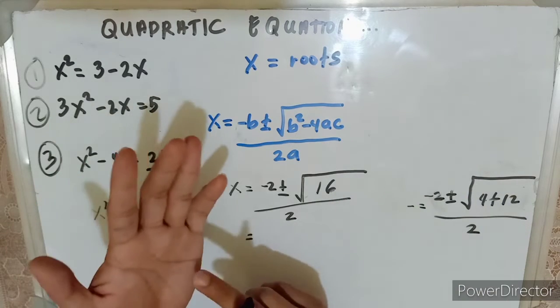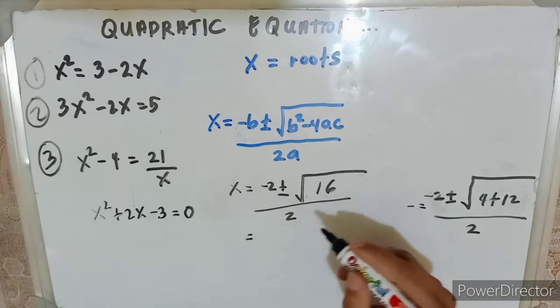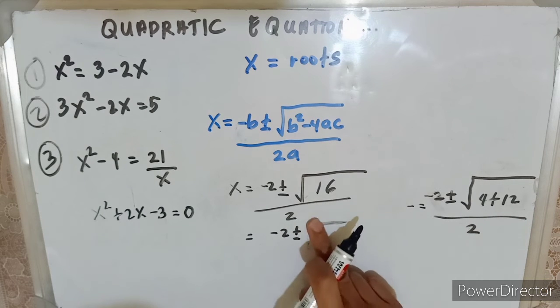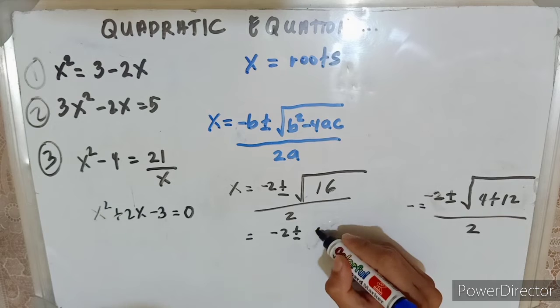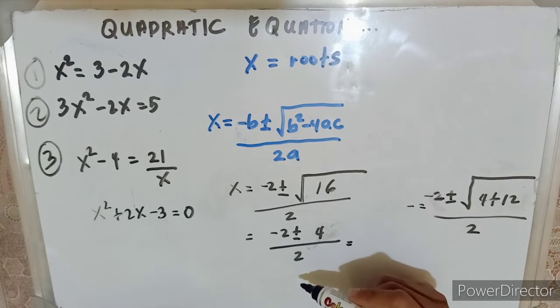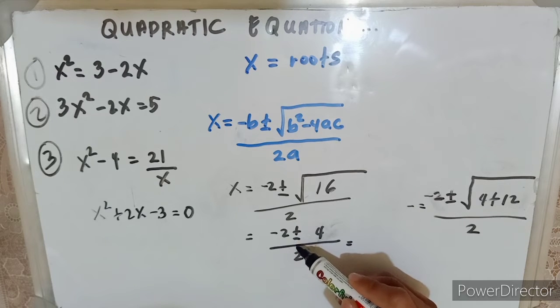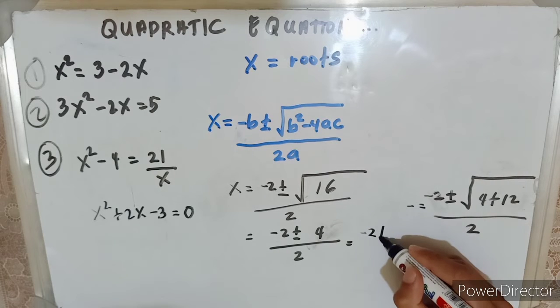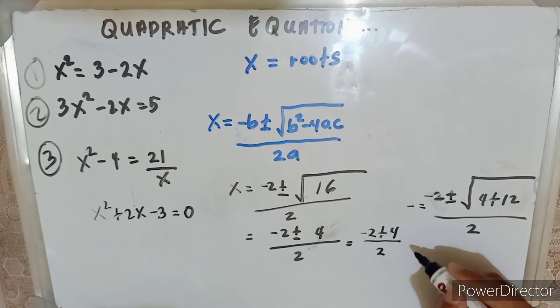So square root of 16. Okay, so we have negative 2 plus or minus square root of 16, which is 4, all over 2. So we have two operations here, guys: plus and minus. Let's go to the plus first. So negative 2 plus 4 divided by 2.